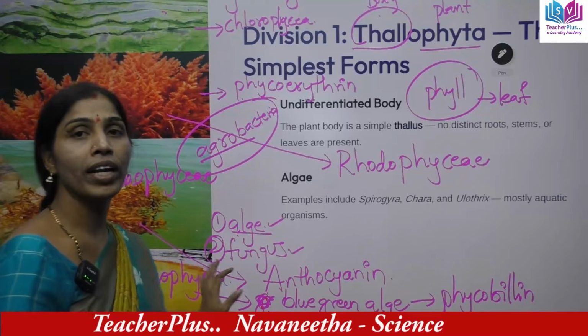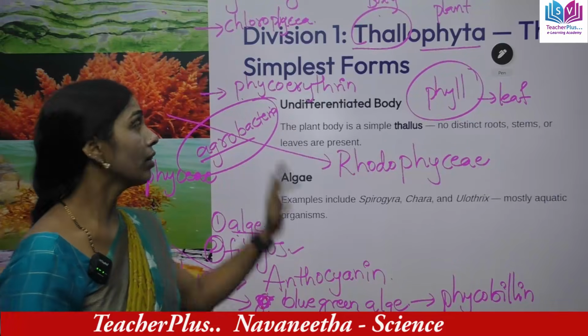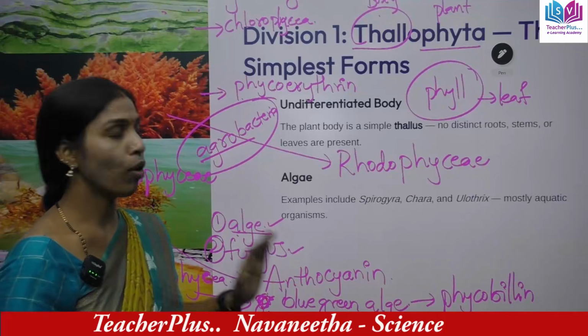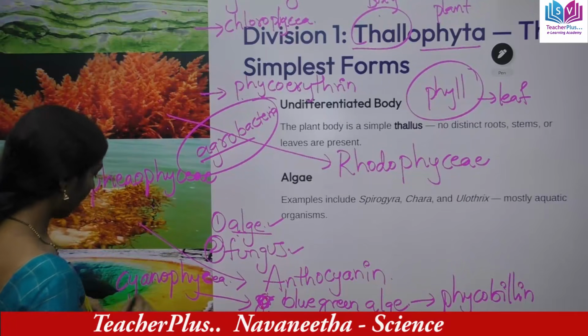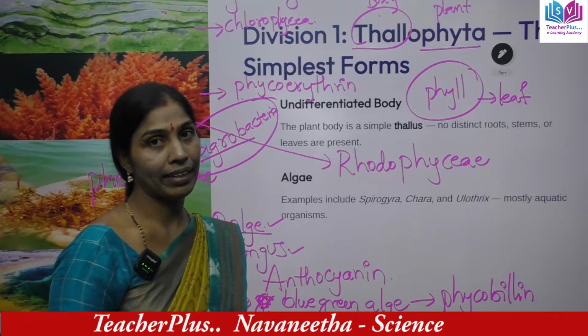These are the important algae. These algae come under thallophytes. They do not have a proper body structure. And one more thing, this blue-green algae is also called cyanobacteria.